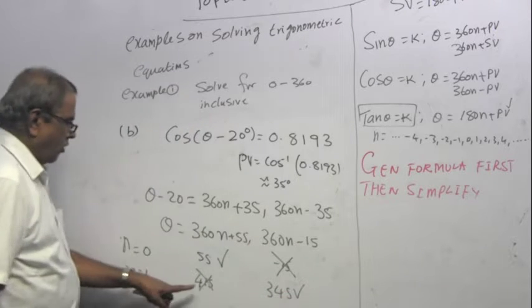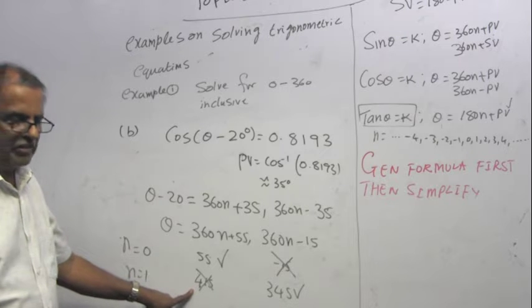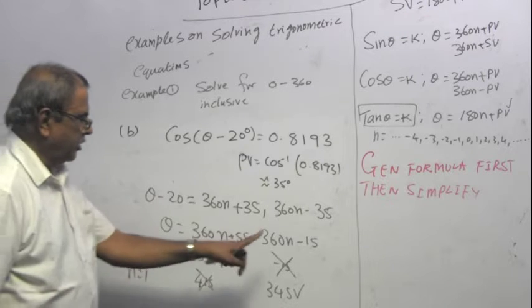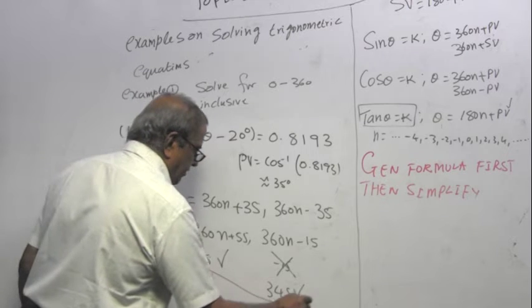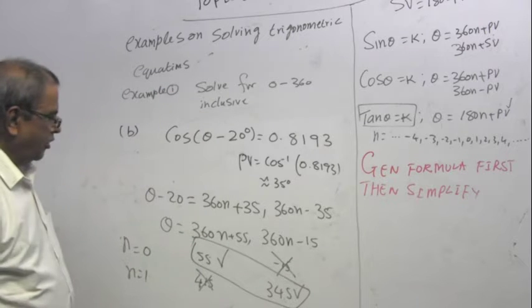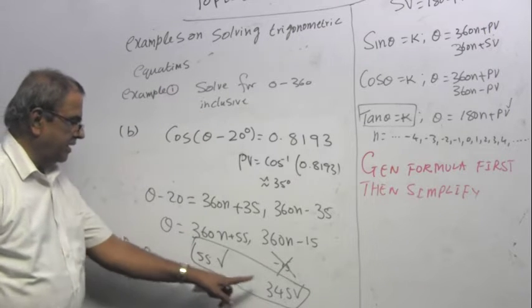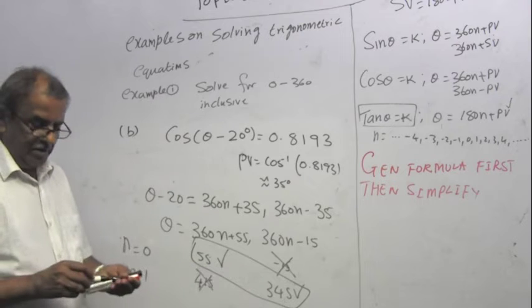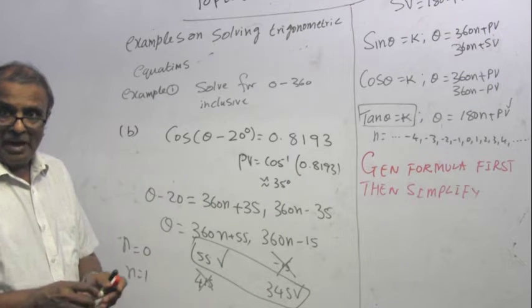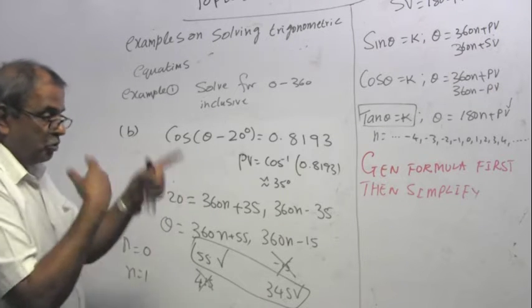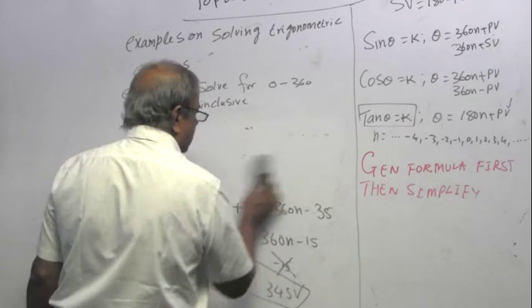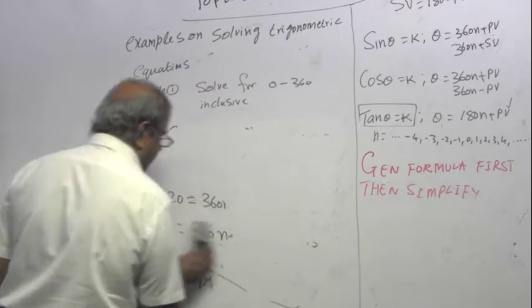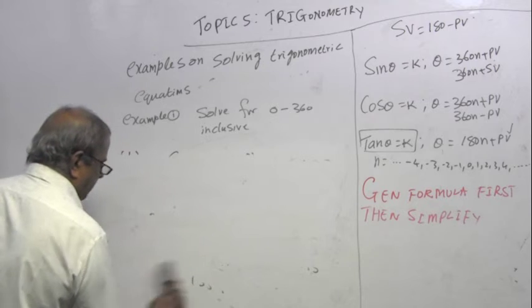You have already crossed 360. No need to go further. You have already gone to negative. No need to go further. So you have your answer. 55 and 345. Do you understand the method? I hope it's quite clear. I'll take just one more example using sine now, because I've done cos and tan, and I wanted to make you understand how to use the PV.